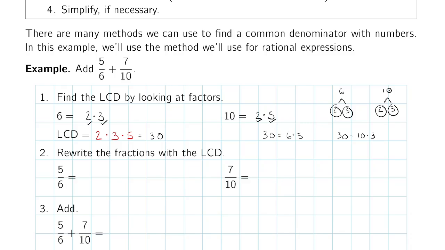So 5/6, that's 5 over 2 times 3. And I want to write that as something over 2 times 3 times 5. Well, the missing factor is 5. So I need to multiply my numerator by 5. And so I'll have 25 over 2 times 3 times 5.